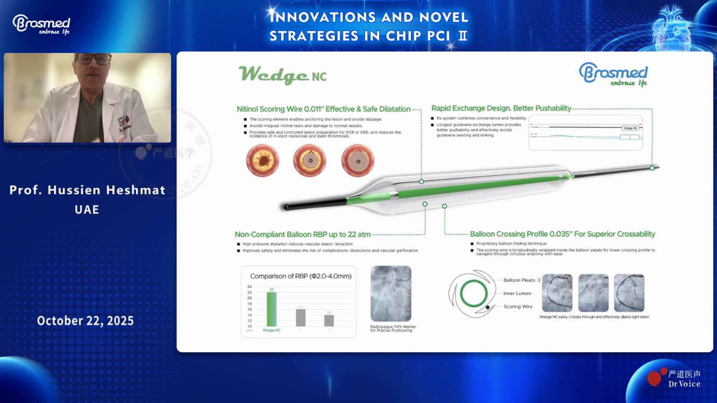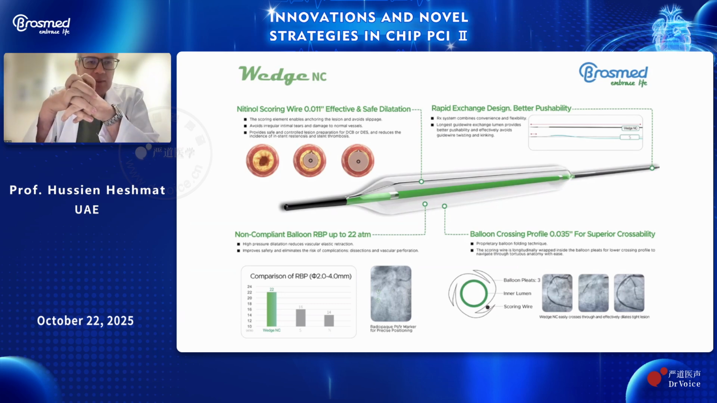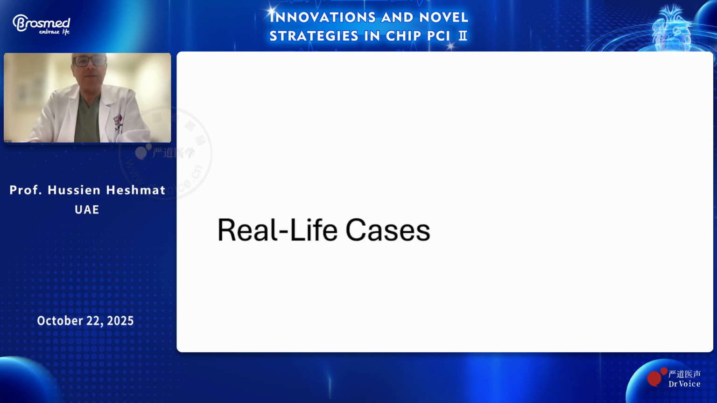So it gives you the advantage of having the scoring element, which creates a focused dissection in the plaque. At the same time, you'll be able to go to a pressure of 22 atmospheres when using up to a 4 millimeter scoring balloon. So you combine the high force exerted by the high pressure, as well as the controlled dissection that you need, so that you can tolerate the dissection and go ahead with the drug-coated balloon strategy.